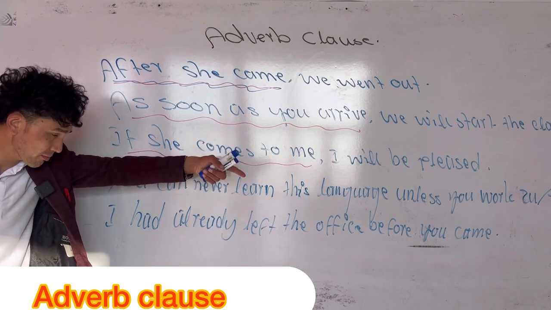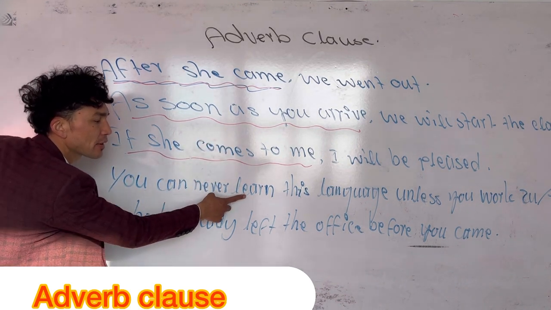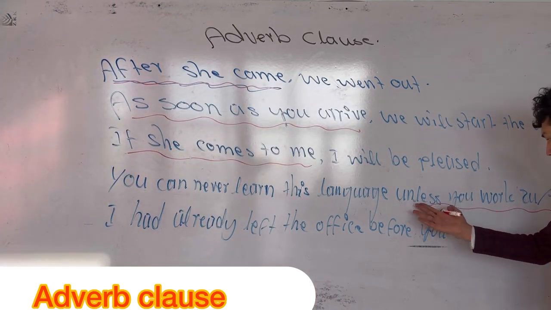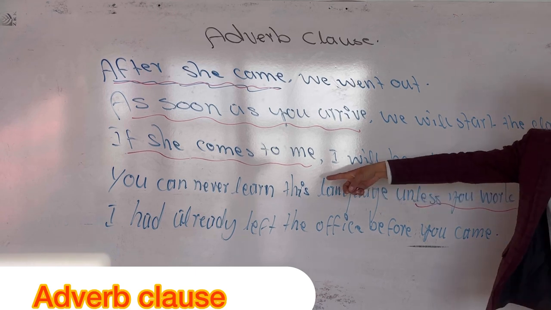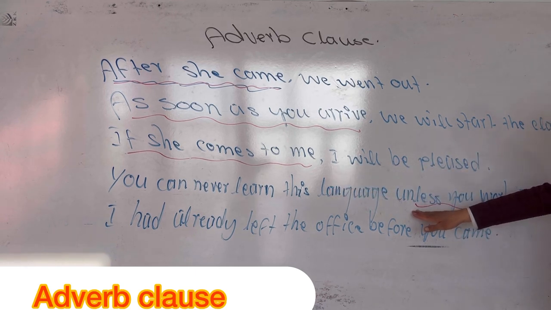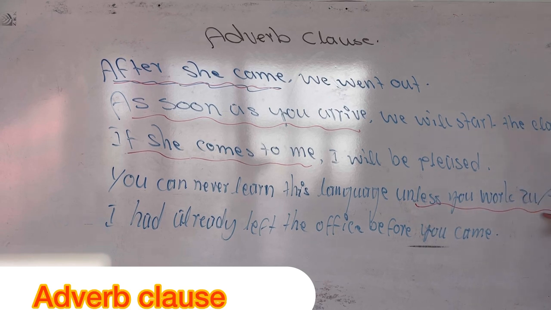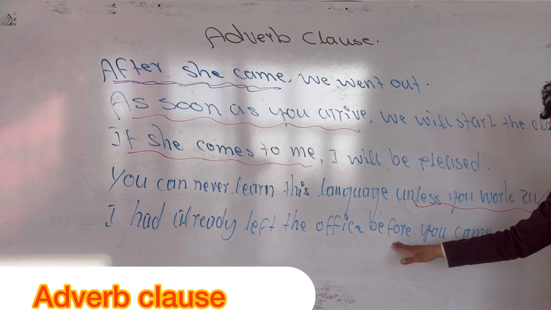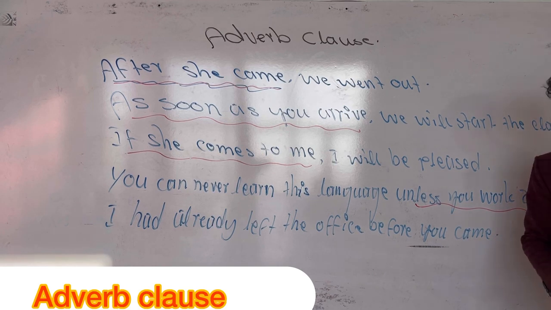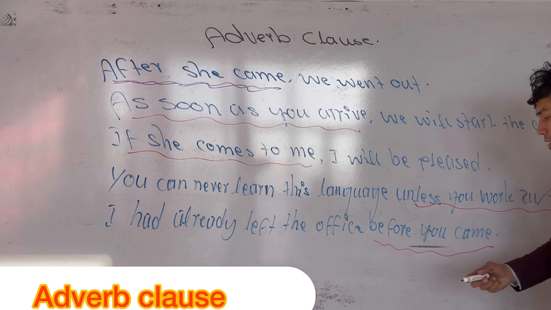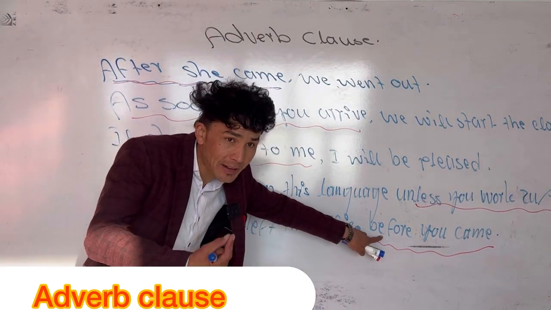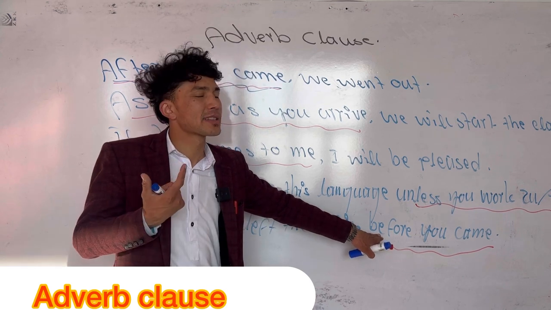Condition? Right. You can never learn this language unless you work 24/7. Look at this. Unless you work 24/7, you can never learn this language. Unless is one of the subordinators. And unless you work 24/7 is a part of the sentence which cannot stand alone by itself. I had already left the office before you came. Which part do you think is adverb class? Before you came is the adverb class because it is used to show what? Time. And second, we know this is adverb class because it starts with a subordinator.